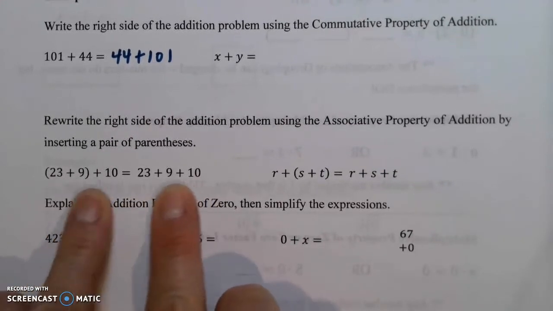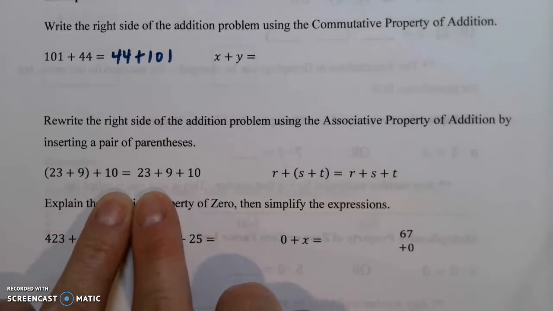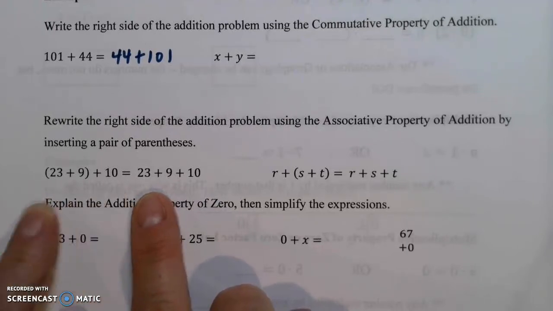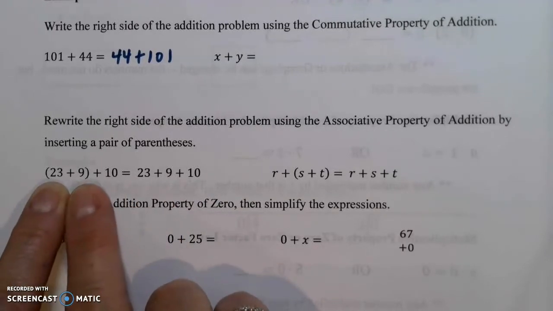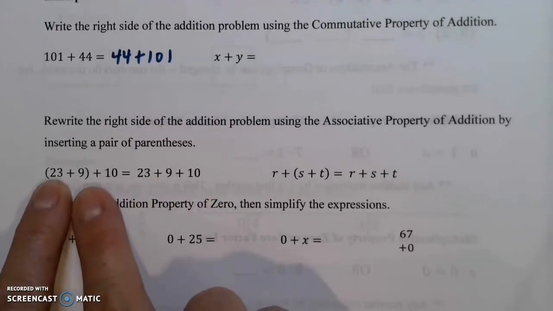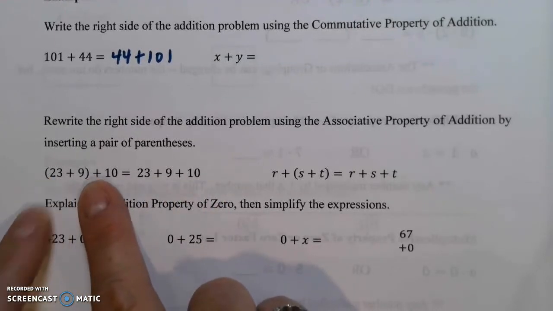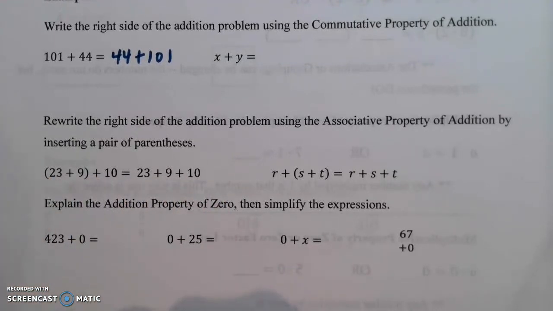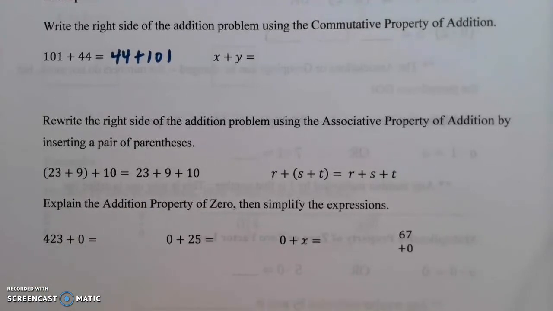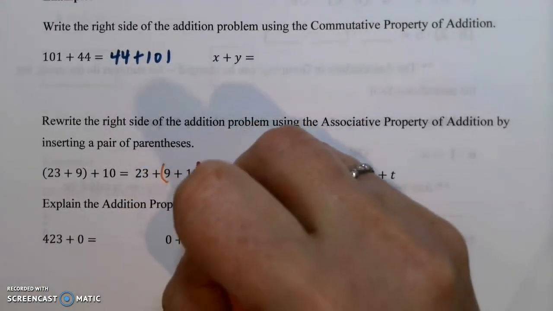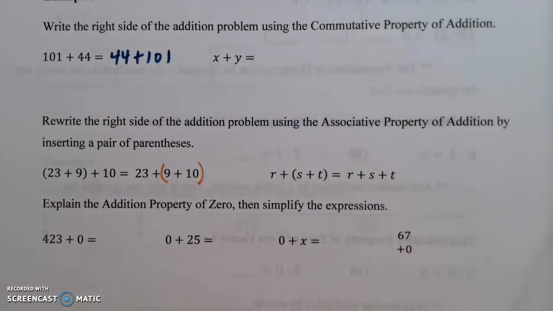Okay, rewriting this addition problem with the associative property by inserting a pair of parentheses. So on the left and on the right, we've got 23, then 9, then 10, so that's all good. On the left, we have the 23 and the 9 associated or grouped together first. So I want to group the other pair of numbers. I'm going to group together the 9 and the 10. So that would be the pair of parentheses that I would insert there to get that correct.